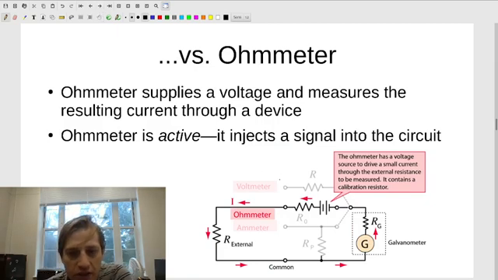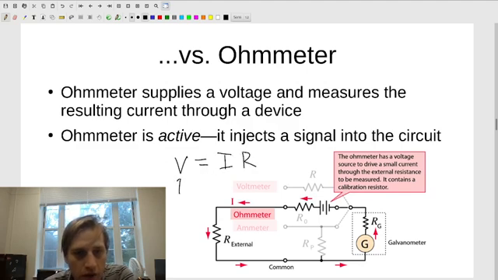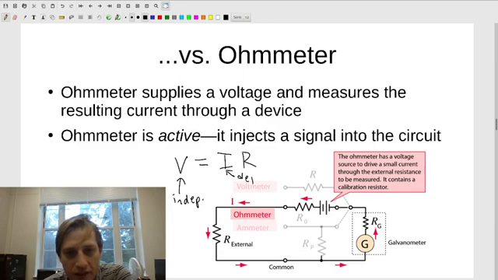Now, the thing to be a little aware of is that an ohmmeter actually acts quite differently. An ohmmeter is supplying a voltage, a set voltage, measuring the current that results, and then estimating what the resistance is based on V equals IR. So this is sort of the independent variable. This is the dependent. That's what they measure.